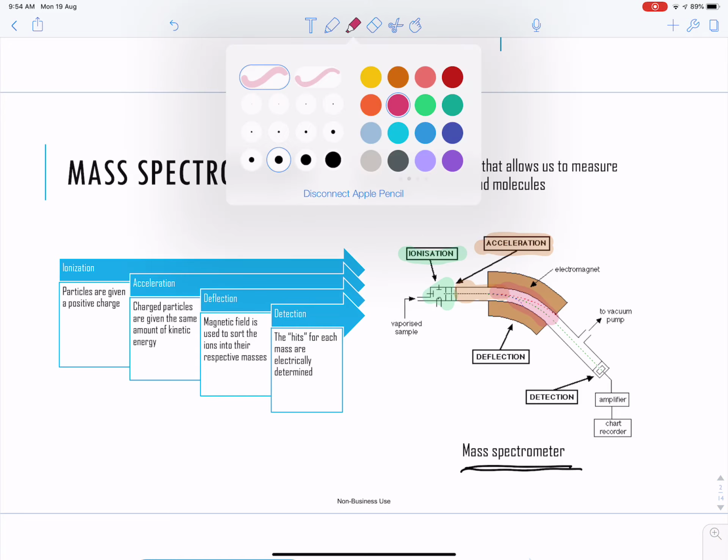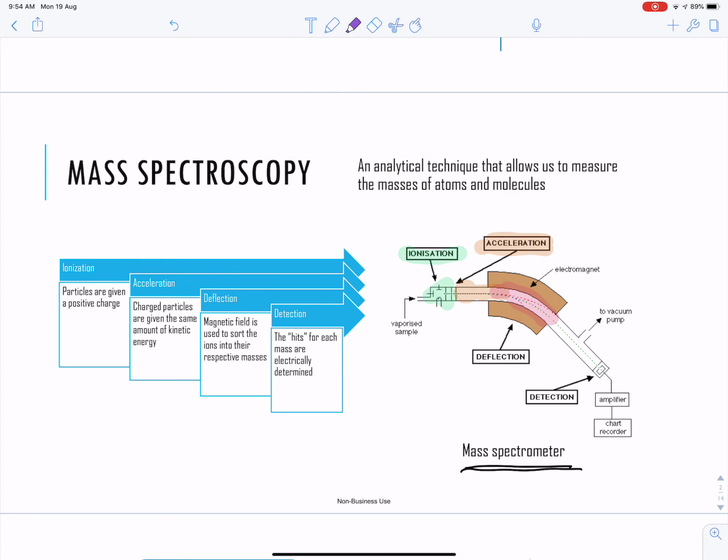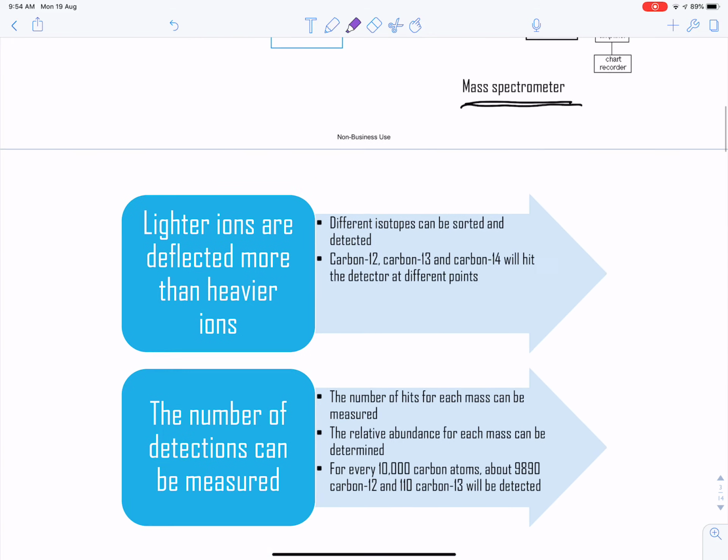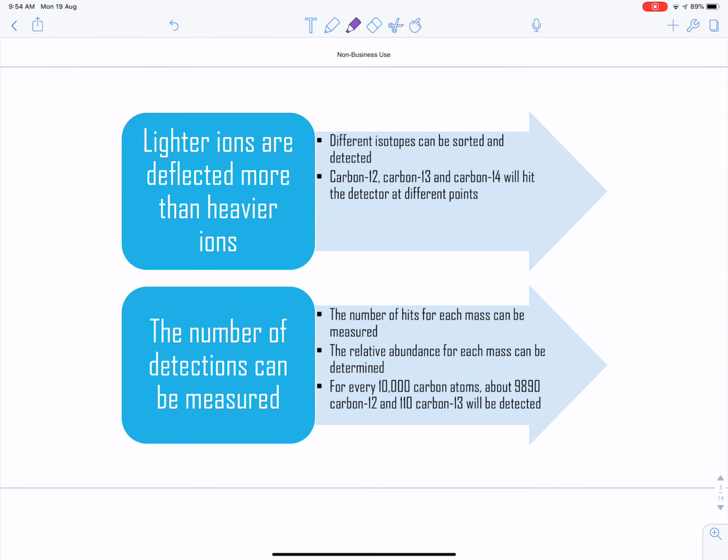And finally, detection. The sorted ions will hit the detector at different points depending on their mass, and the number of hits can also be recorded for each one. Remember that lighter ions are deflected more than heavier ions. Because of this, different isotopes can be sorted and detected.